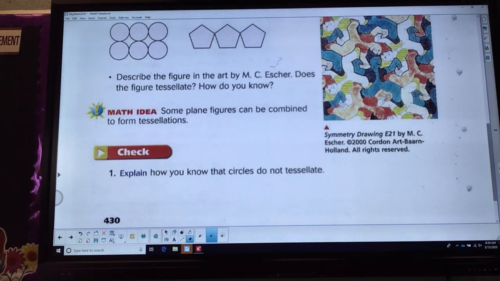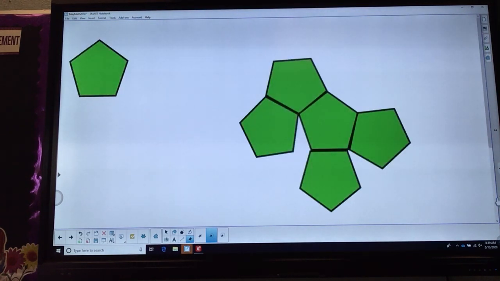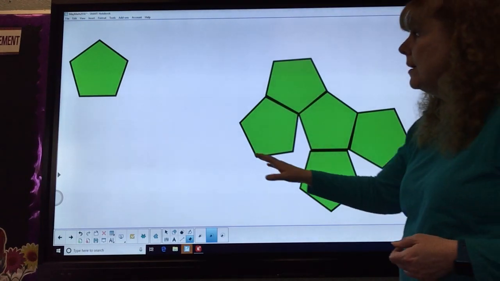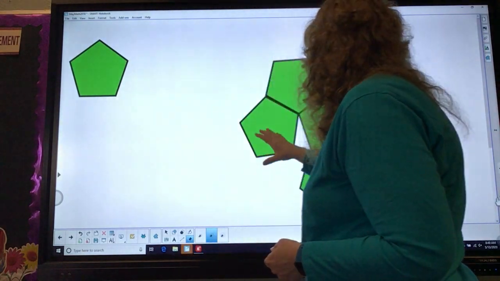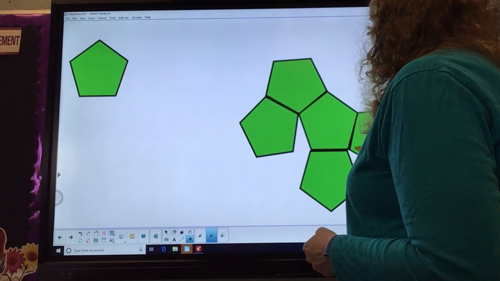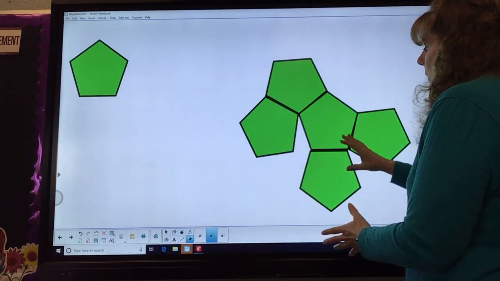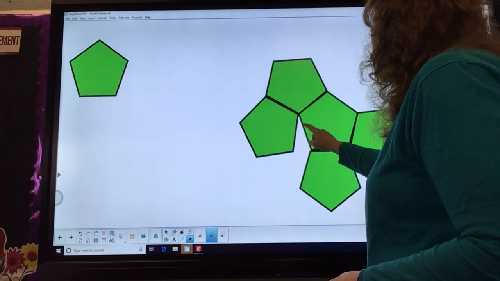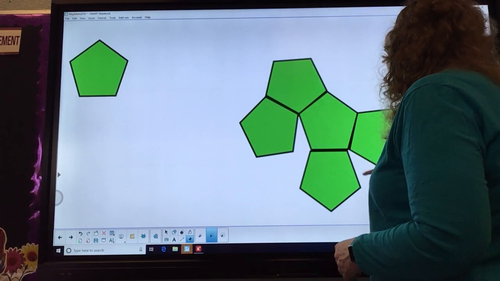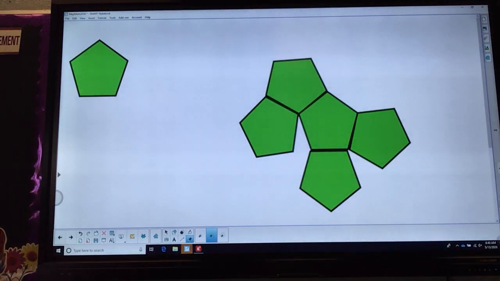Now, I'm going to show you a couple different tessellations here. We have our pentagons here, okay? I started with just a regular pentagon, and I've put them together in all different shapes. But no matter how I turn those, it still forms gaps and spaces. So we know that a pentagon does not tessellate.